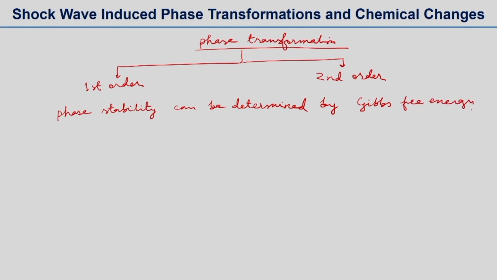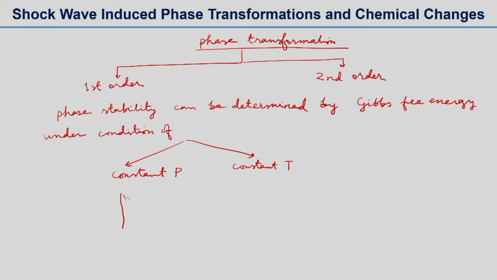Free energy under condition of constant pressure or constant temperature. The first condition is constant pressure, P, and the second is constant temperature. Suppose you draw a plot like this: how will G vary with T, because constant pressure means the T will vary, and here G gives the free energy.